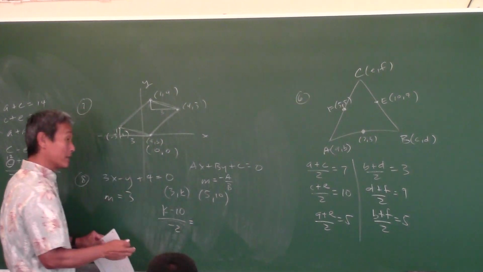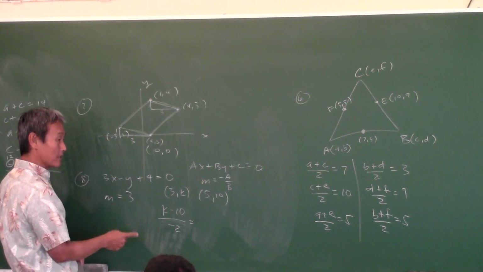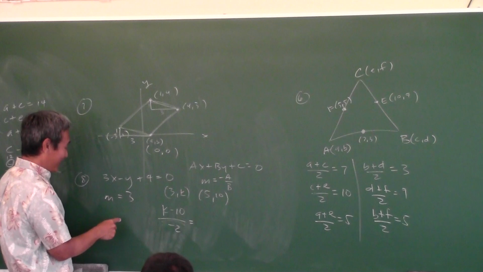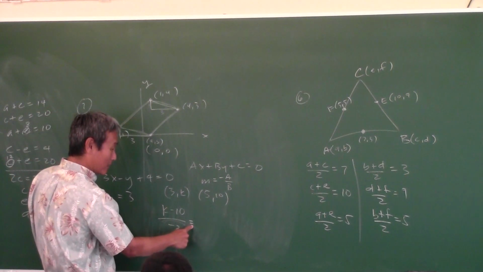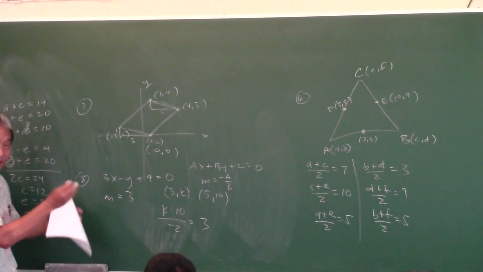Okay, now, if you want this line to be parallel to this line, then what can you say about the slopes? They're equal. So then what would you set this equal to? 3, right? Because they have to have the same slope if they're going to be parallel.